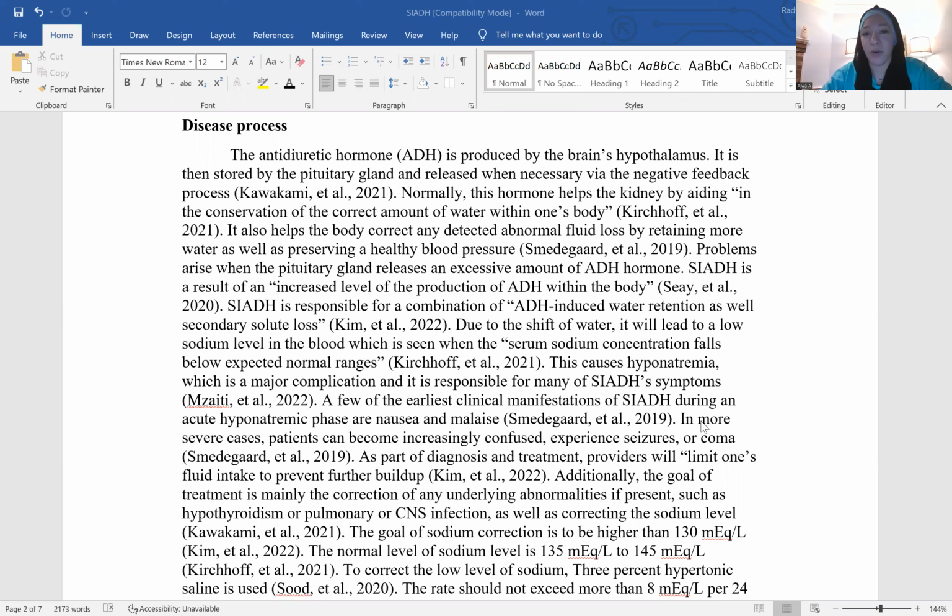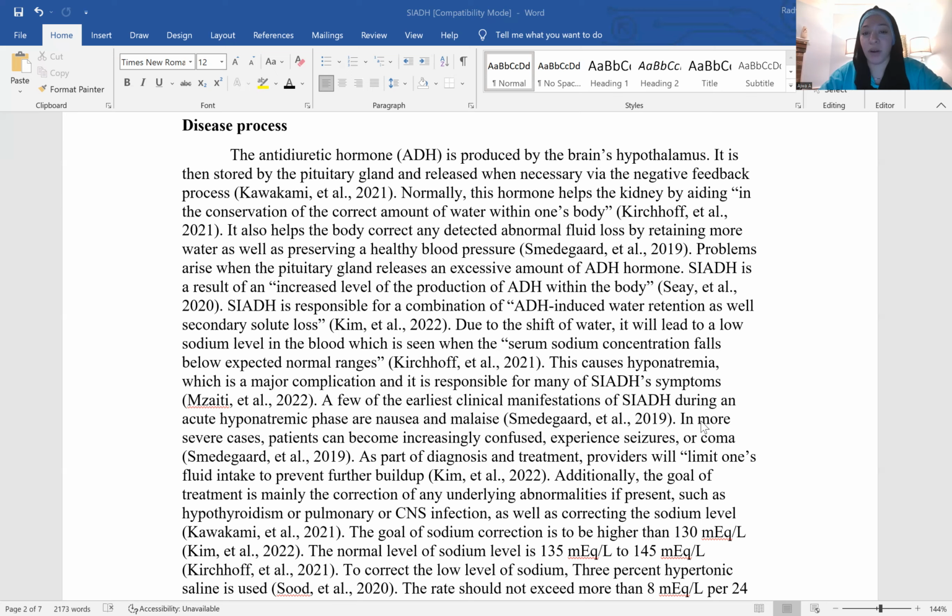Normally, this hormone helps the kidneys by aiding in the conservation of the correct amount of water within one's body. It also helps the body correct any detected abnormal fluid loss by retaining more water as well as preserving a healthy blood pressure. Problems arise when the pituitary gland releases an excessive amount of ADH hormone. SIADH is a result of an increased level of the production of ADH within the body.